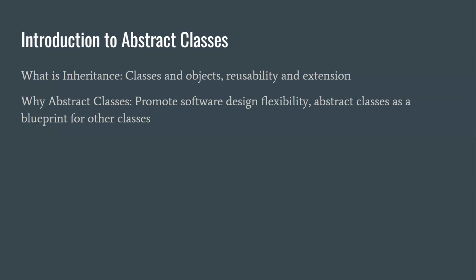Just to give you a brief overview on inheritance, inheritance allows us to extend the functionality of existing classes in a hierarchical manner. Abstract classes specifically provide a blueprint for other classes, helping us to achieve software design flexibility and robustness.